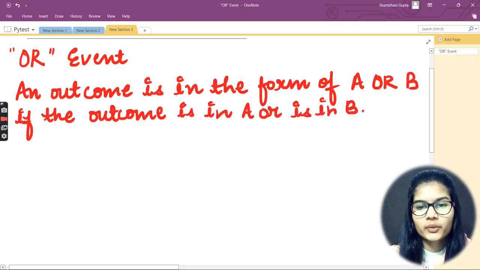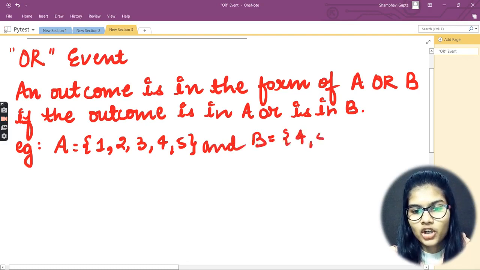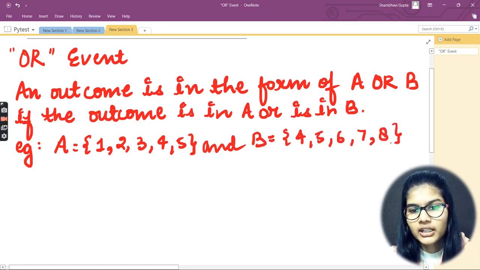Fine, let's take a quick example regarding this OR event. Let's say you have an event A, and let's say that's 1, 2, 3, 4 and 5. Okay, let's say this is an event. And what about B? So B is equal to 4, 5, 6, 7, 8. Okay, this is B.